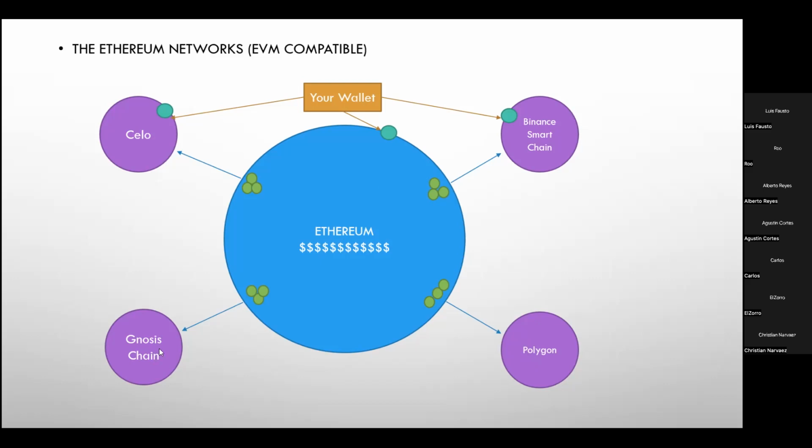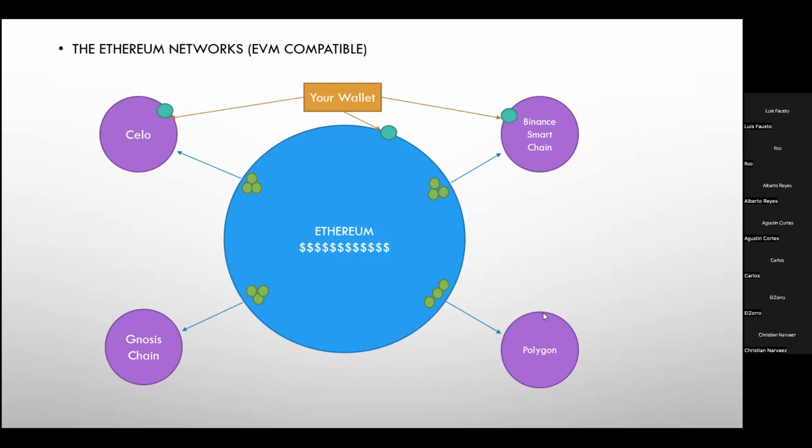Gnosis Chain is like 1/100th of a penny. Binance is about 50 cents. Celo, I think it's a couple of pennies, right? But then I can do all my trades, play around, learn the ecosystem, and maybe I make some money. And then when I want to cash out, I can cash out back to Ethereum, pay one big fee, and then go to Binance, Coinbase, or anything, and then cash out.